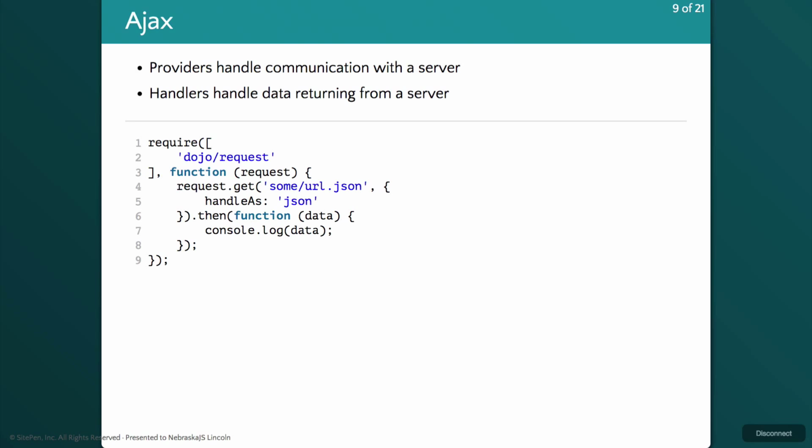When we bring in Dojo requests like this, it's actually doing a check to see what kind of environment we're in. If we're in a browser, it's just going to use the XHR provider and do standard XHR. If we're in Node, because you can run Dojo in Node, then it will use the Node one so that we can do HTTP requests like that. And we can write our own as well.